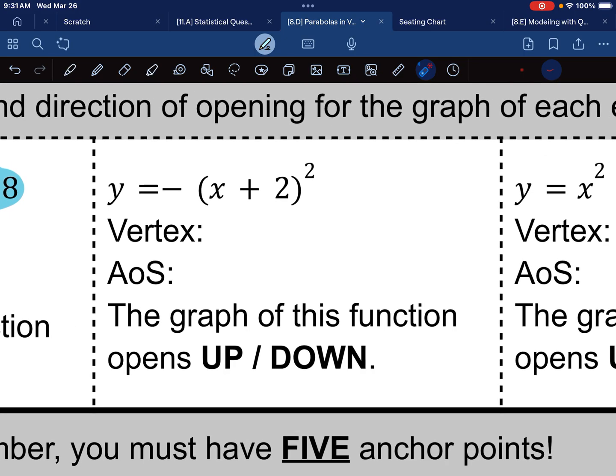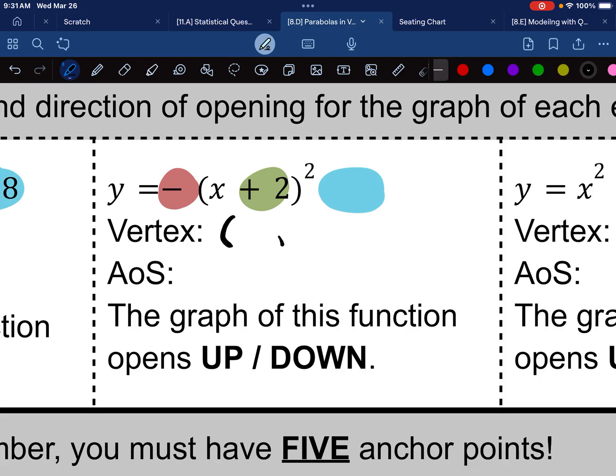Now this one and the next one, they look a little strange. The minus in front here is still your a. The plus 2 in here is your h. But when I go to look for a k, there's nothing there. So what that means is that when I go to write out my vertex, I'm going to have a 0 where that k is because there's nothing there. Now my h, when I flip the sign, is a negative 2.